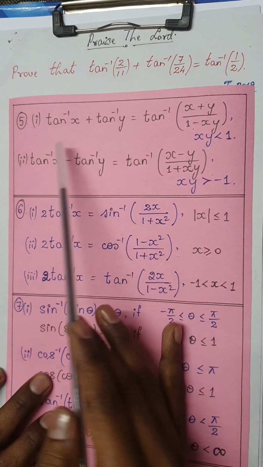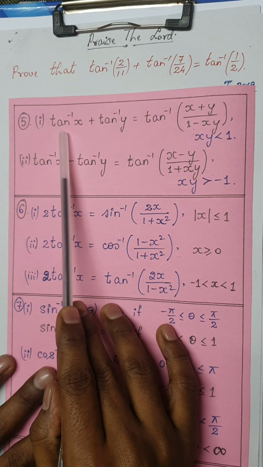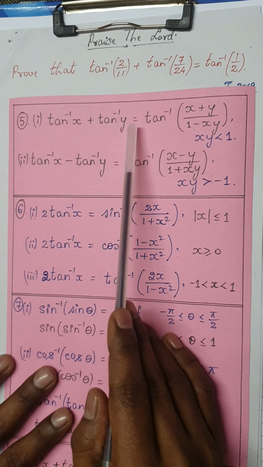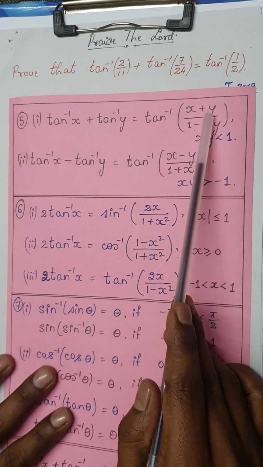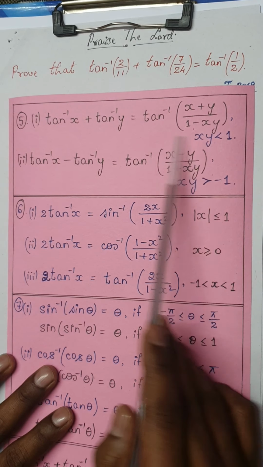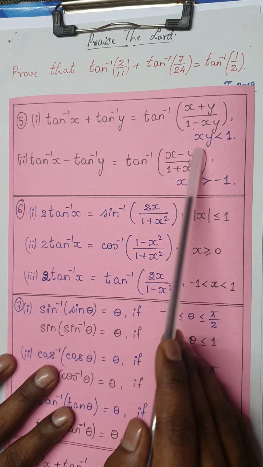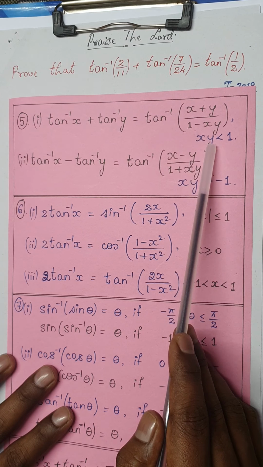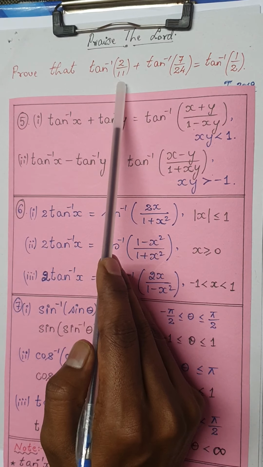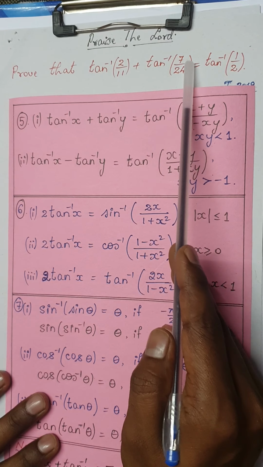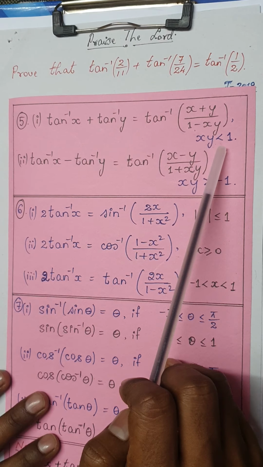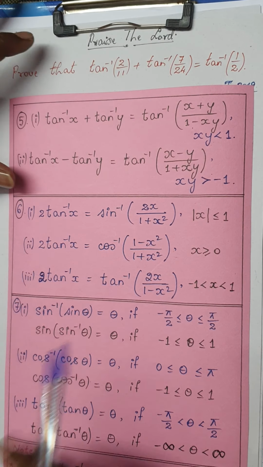Now to solve this question, I'm going to use this property. Tan inverse of x plus tan inverse of y is equal to tan inverse of (x plus y) divided by (1 minus xy). We can see here this condition will be valid only if x into y is less than 1. You can put x is equal to 2 by 11 and y is equal to 7 by 24. Definitely x into y will be less than 1. Okay, so let us consider.